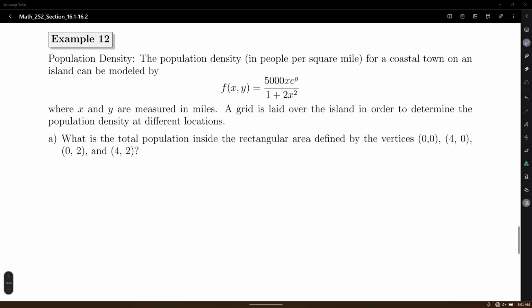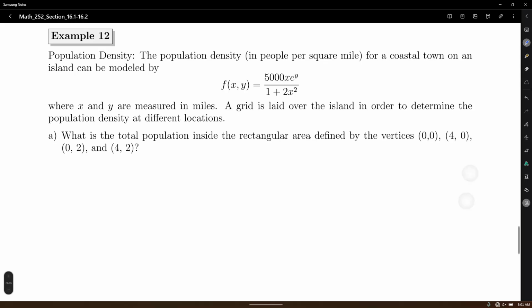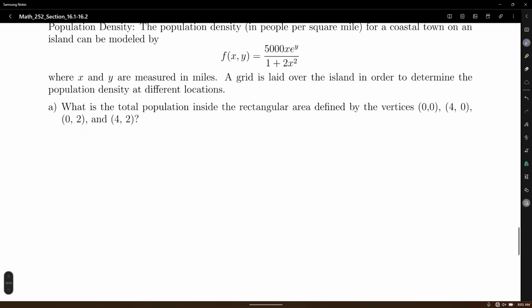So here we're given a population density function, in number of people per square mile, for a town on an island. It's modeled by this function, where x and y are measured in miles. A grid is laid over the island in order to determine the population density at different locations, and based on this, it's how we get the average population here. All right.